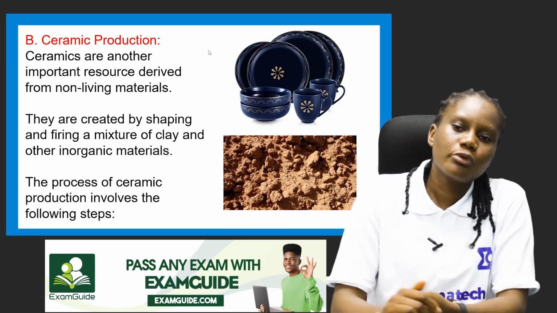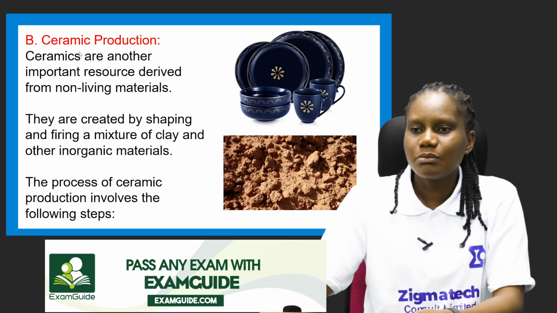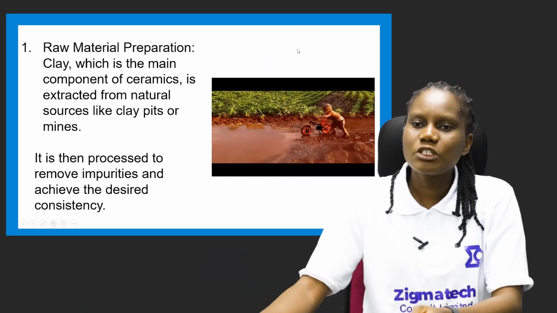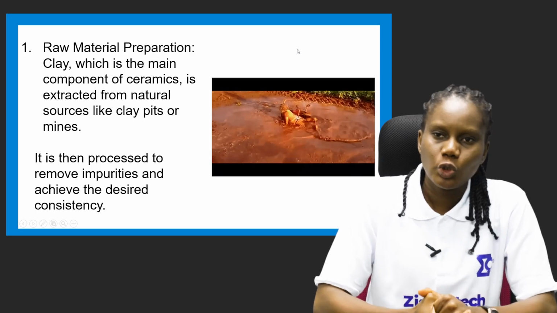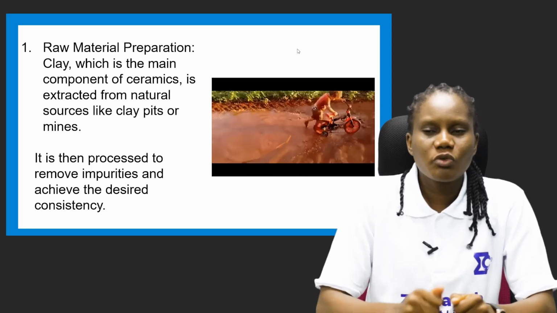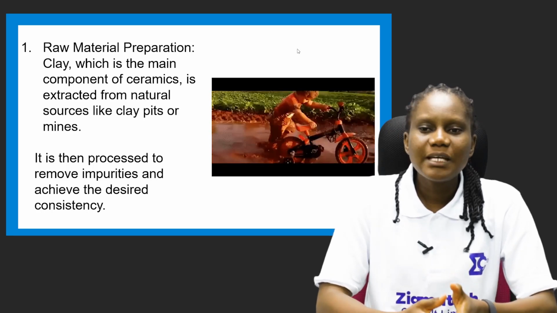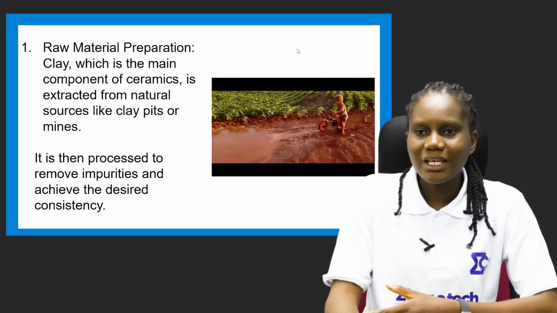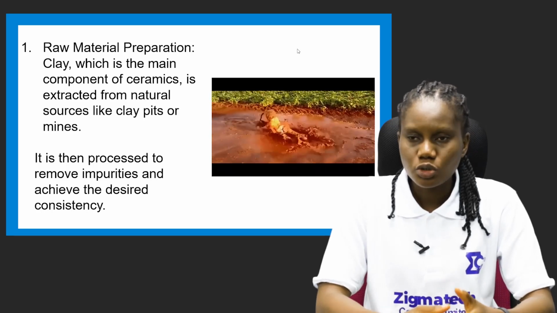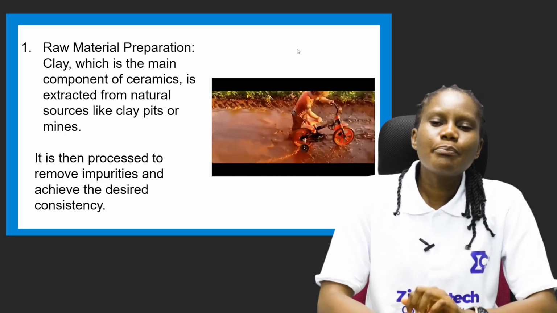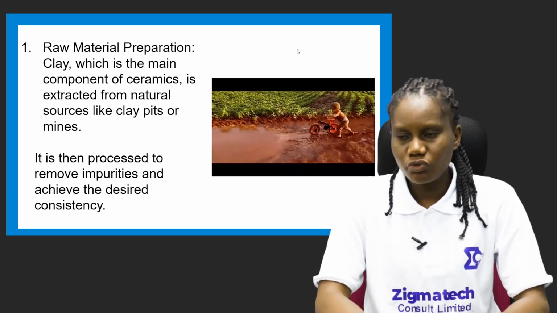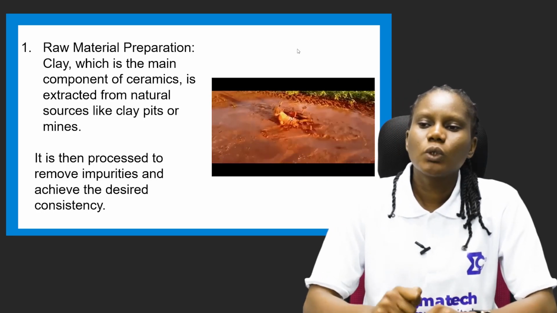The process of ceramic production involves the following steps. Let's look at the production. Number one is raw material preparation. So clay, which is the main component of ceramic, is extracted from natural sources like clay pits or mines. You can get your clay from clay pits or mines. It is then processed to remove impurities and achieve desired consistency.